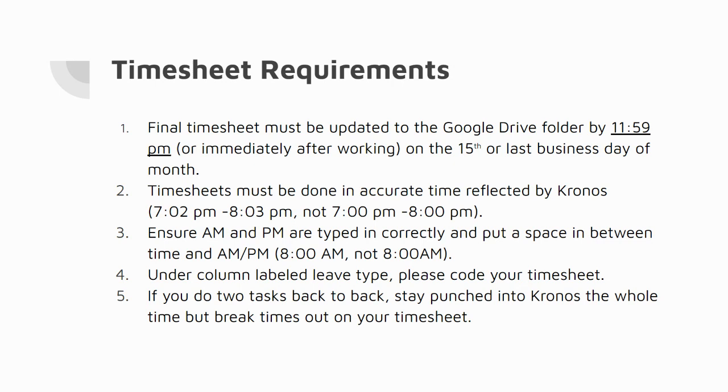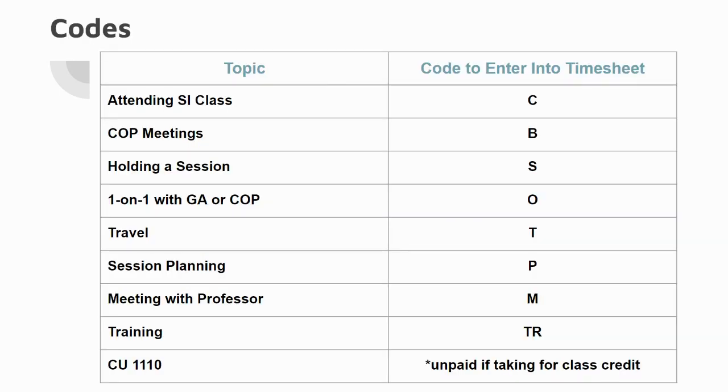Under your column labeled leave type, make sure you put the code in your timesheet. If you do 2 tasks back to back, stay punched into Chronos the whole time, but break down the times on your timesheet. We'll go into all of this in further detail.